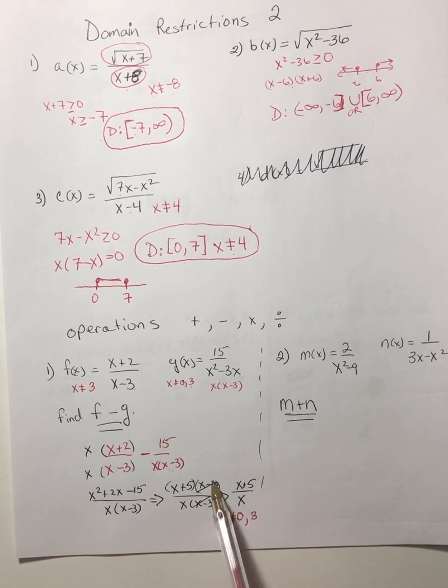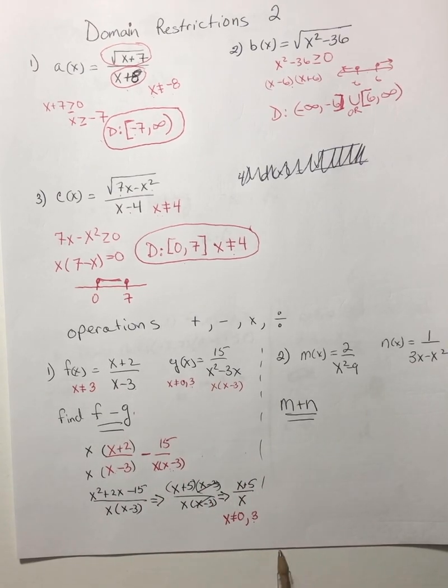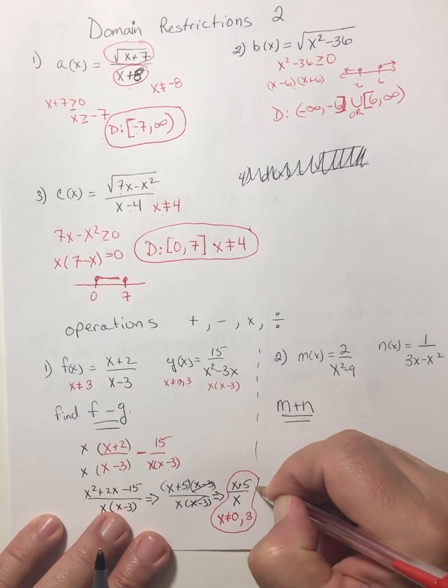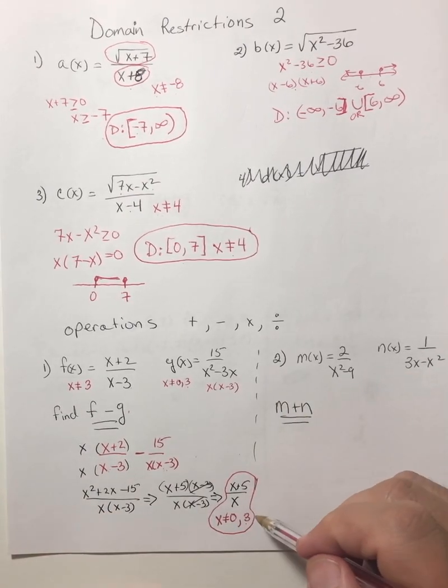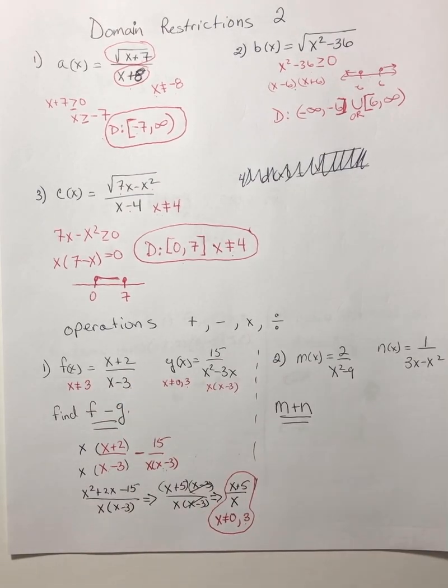Because what happened is here we canceled out, we lost x can't be 3, but we cannot lose it based on the original functions. Okay? So our final answer then becomes this. When we do our operations, we cannot forget about our original domain issues. Can't lose them. All right?